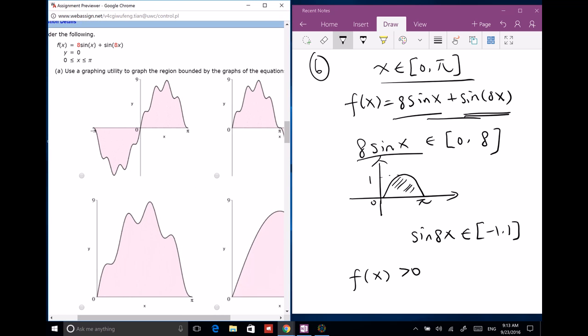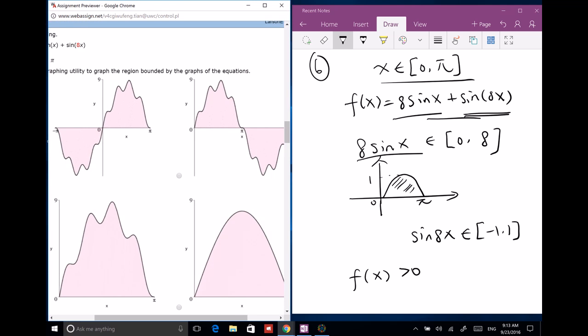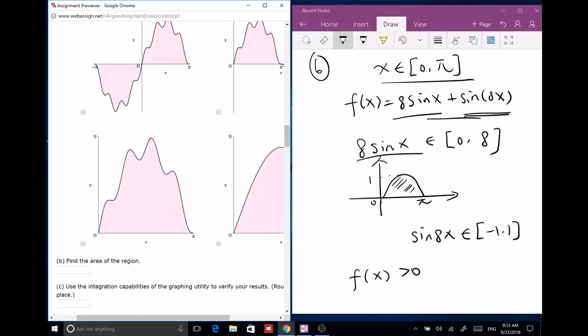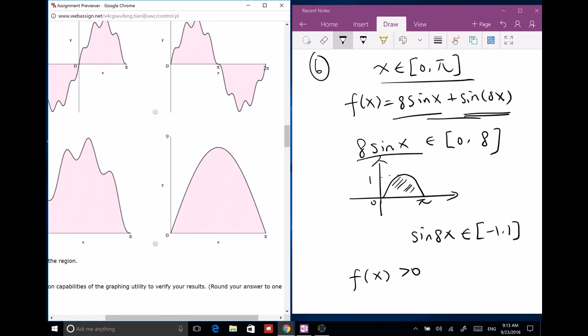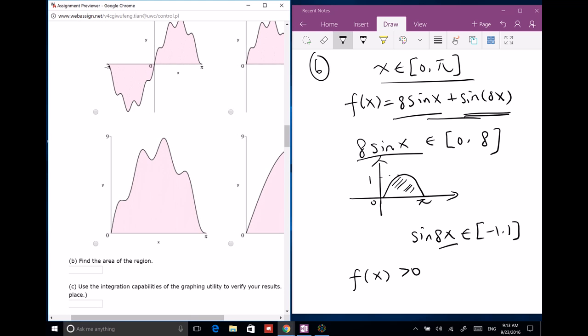Then you know that top left is wrong, top right is wrong, and bottom right is wrong, because it could not be just this, and it will go to negative 1 when x equals pi over 8. So it's going to be the bottom left, this one, from 0 to pi. Okay?